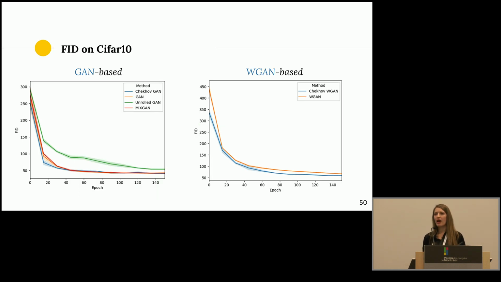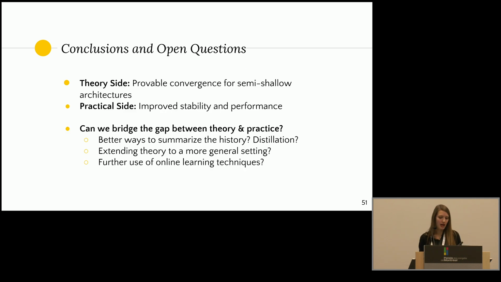In the paper, we have many other experiments on real data, and we show improvement in FID for GAN-based and WGAN-based models. But in the interest of time, I'm not going to go through the experiments, but you can find them in the paper if you're interested. To conclude this part, I've shown an algorithm that has provable convergence for semi-shallow architectures to a mixed Nash equilibrium. And on the practical side, the algorithm exhibits improved stability and performance.